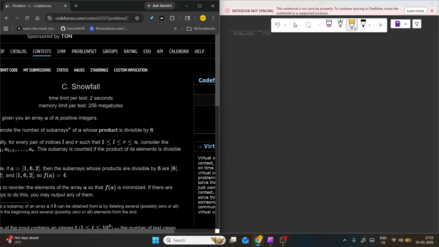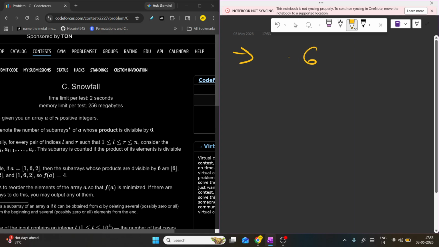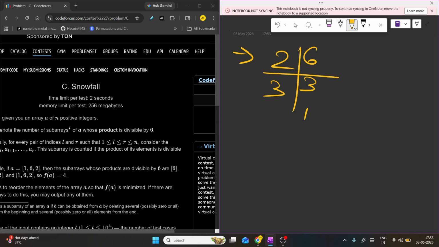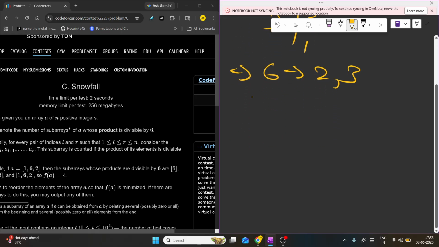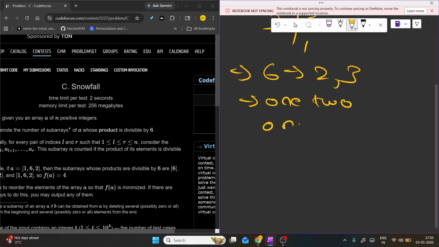Firstly, let us take out the prime factorization of 6. 2 threes are 6, and 3 ones are 3. So we got the prime factors of 6 as 2 and 3. Any number which consists of at least one 2 and one 3 will be divisible by 6. 6 will be able to divide that number.